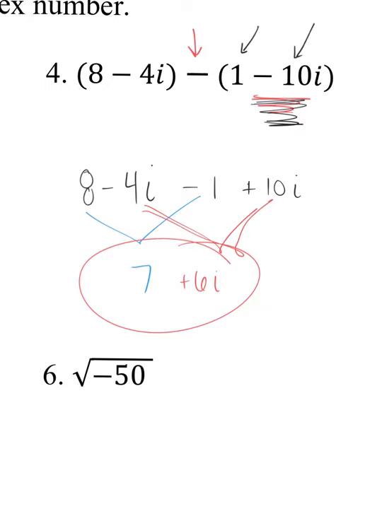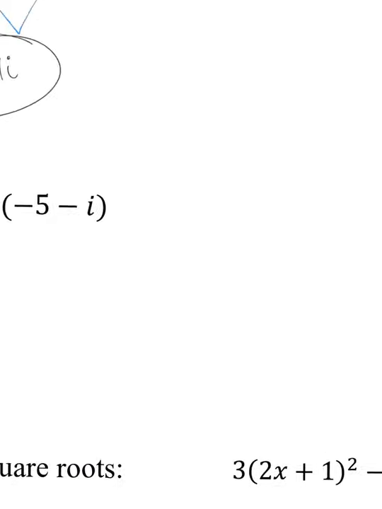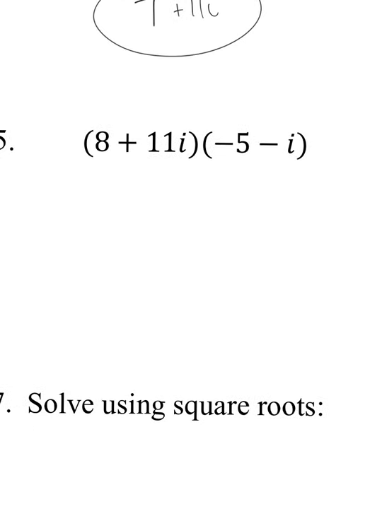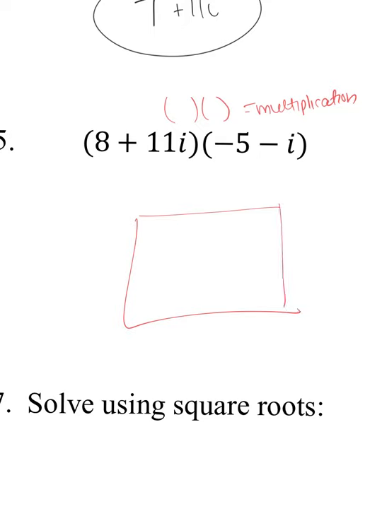All right. On to number 5. So now, when we have two sets of parentheses like this, this means multiplication. So when we're multiplying two parentheses, we use the box method, okay? And 8 plus 11i goes on top, and negative 5 minus i goes on the left side, okay? And then all you do is you multiply here.